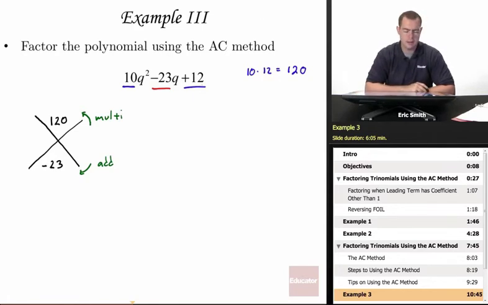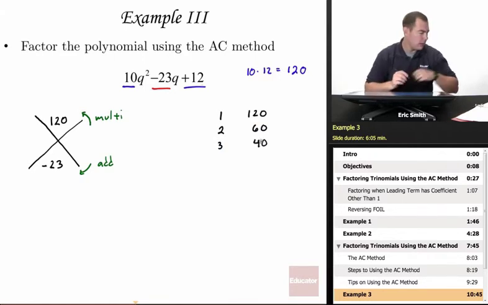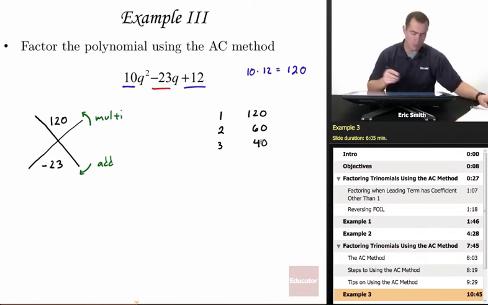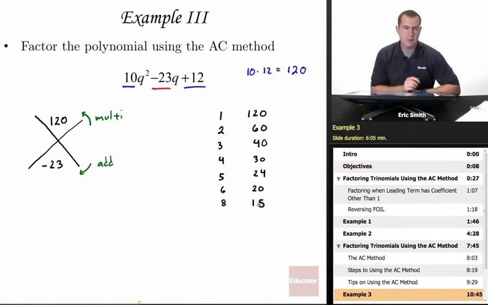To help us better find the numbers that will do this, I'm going to start listing out all the pairs of numbers that will multiply to give us 120. So 1 and 120, 2 and 60, 3 and 40, and really just keep continuing making this list until you get as many numbers as possible. So I got 4 and 30, 5 and 24, 6 and 20, 8 and 15.